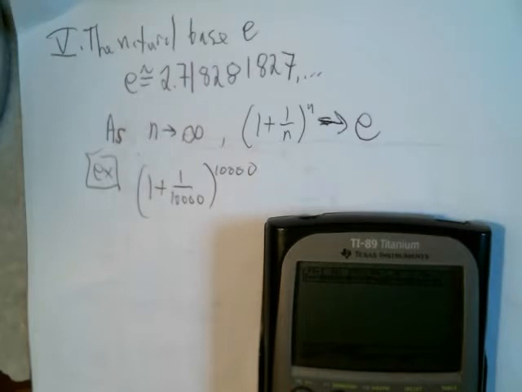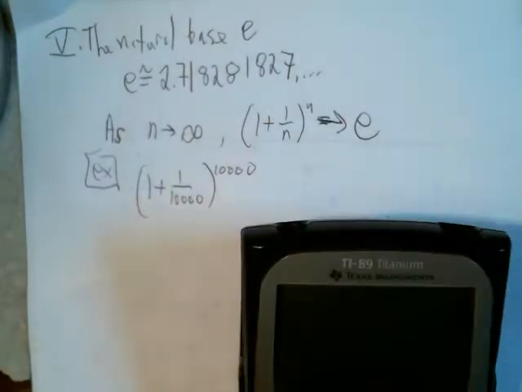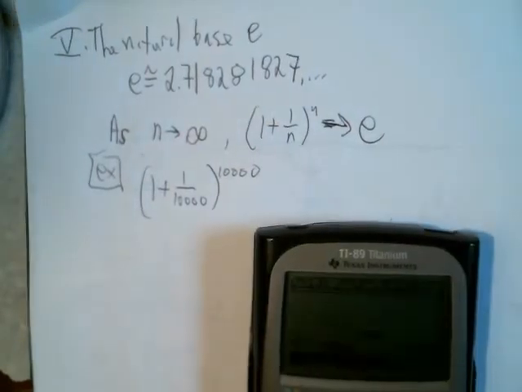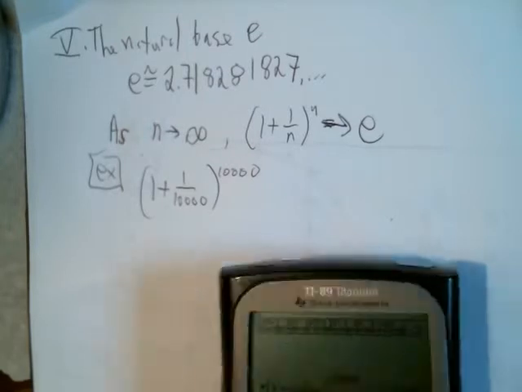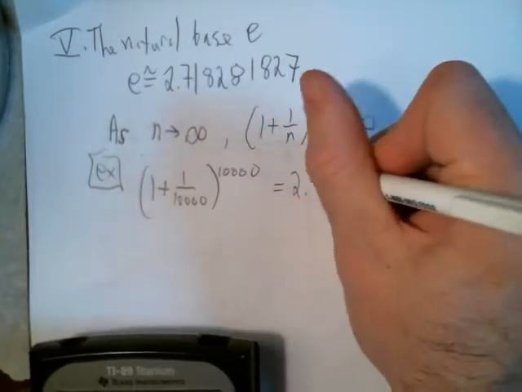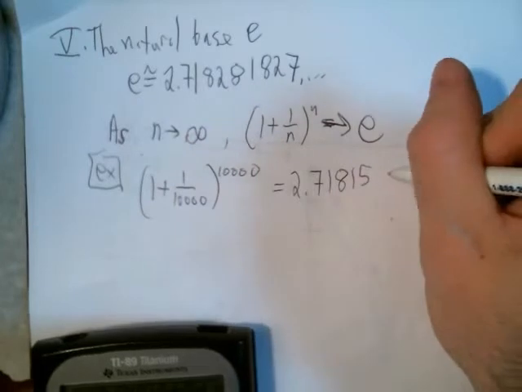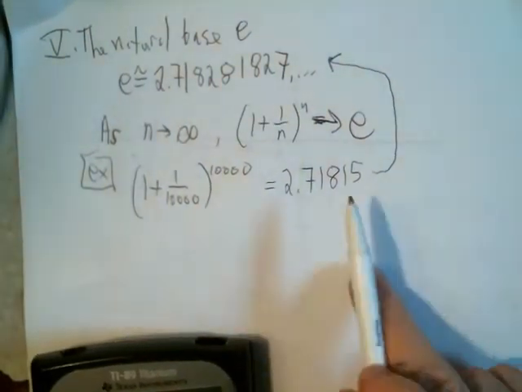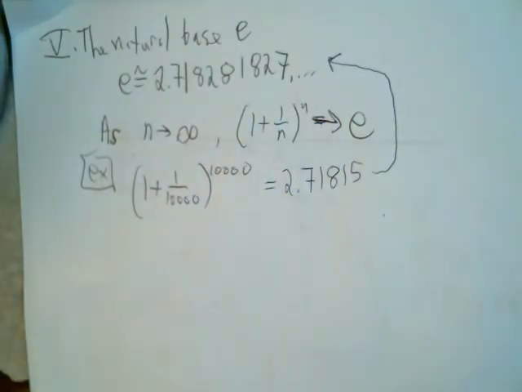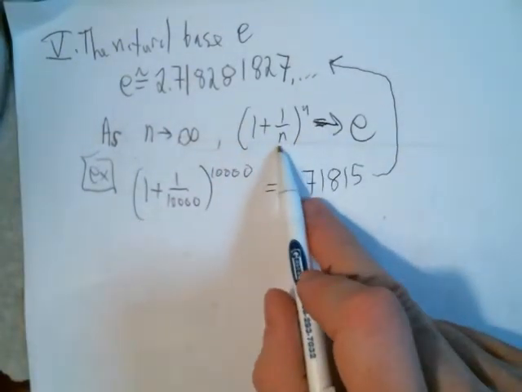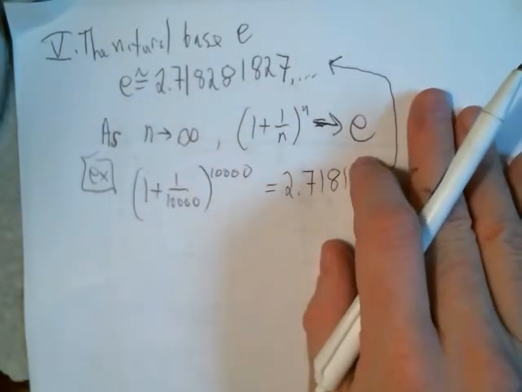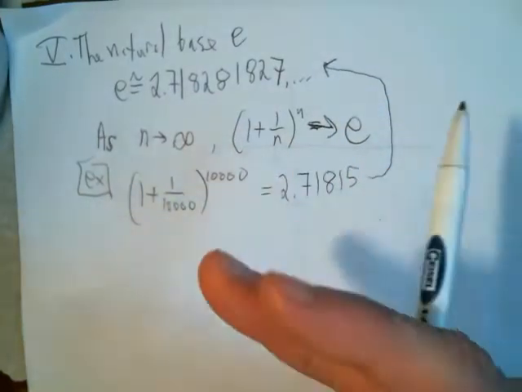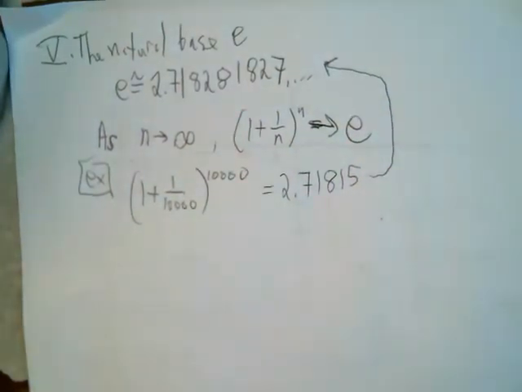3, and then raise it to the 10, 1, 2, 3, and what do we get? We get 2.71815. So you can imagine if you put in bigger and bigger values, it would get closer and closer to this number. So it's kind of an interesting deal. This object comes up, like I was saying, in financial matters where you're compounding interest continuously.